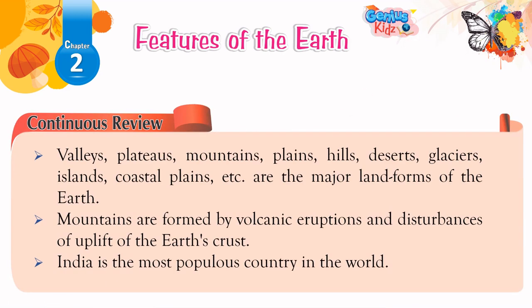Continuous review. Valleys, plateaus, mountains, plains, hills, deserts, glaciers, islands, coastal plains, etc. are the major landforms of the earth. Mountains are formed by volcanic eruptions and disturbances of uplift of the earth's crust. India is the most populous country in the world.